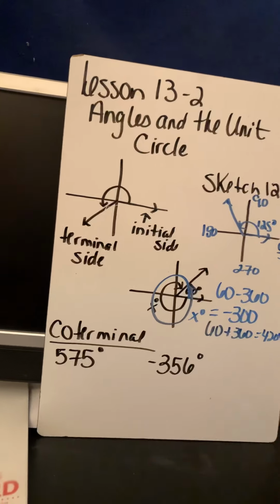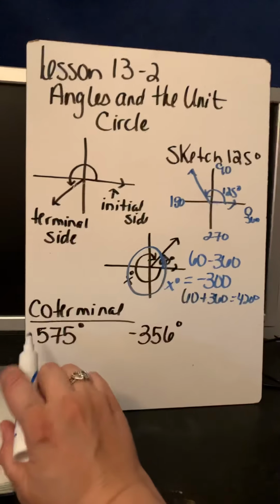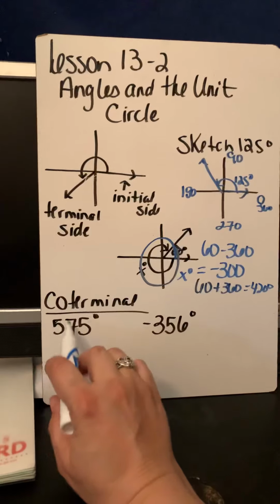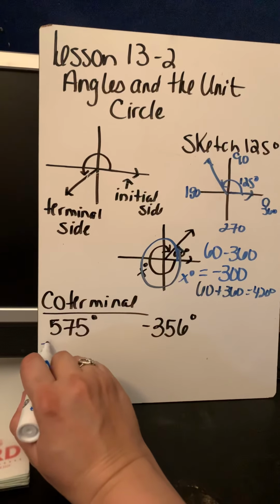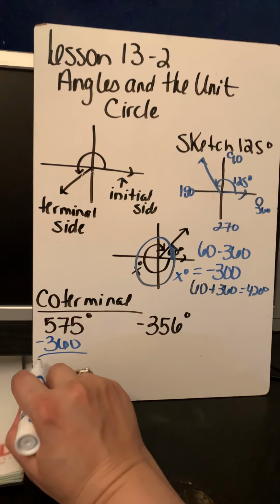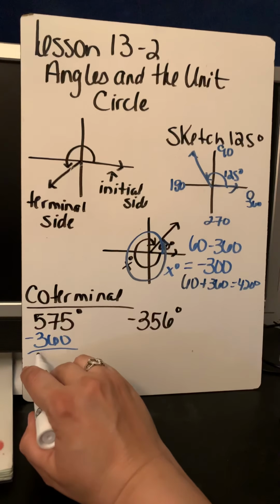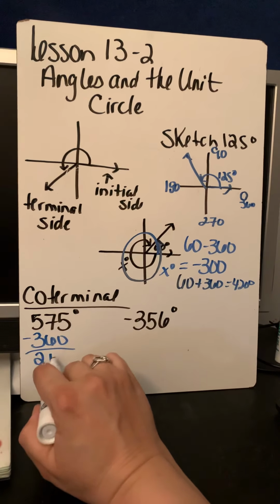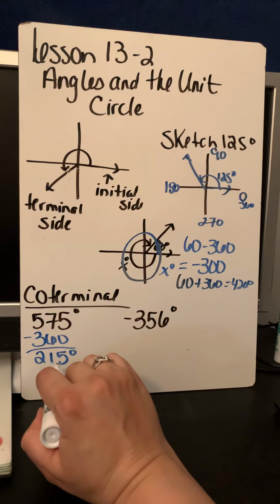So the next thing you're going to be doing is finding the coterminal. If the number is positive, say a positive 575, we're going to subtract 360 degrees from it. So positive, subtract your 360. So this one is going to be 215 degrees.